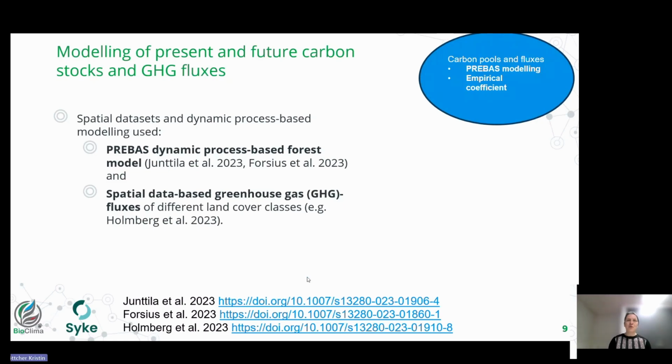Then I come to the next step, the modeling part. So looking into the carbon pools and fluxes, we use both spatial data sets and dynamic process-based modeling. For the process-based model, we use the PREBAS model, and the spatial data-based greenhouse gas fluxes will be estimated for different land cover classes using an approach by our colleague Maria Holmberg.